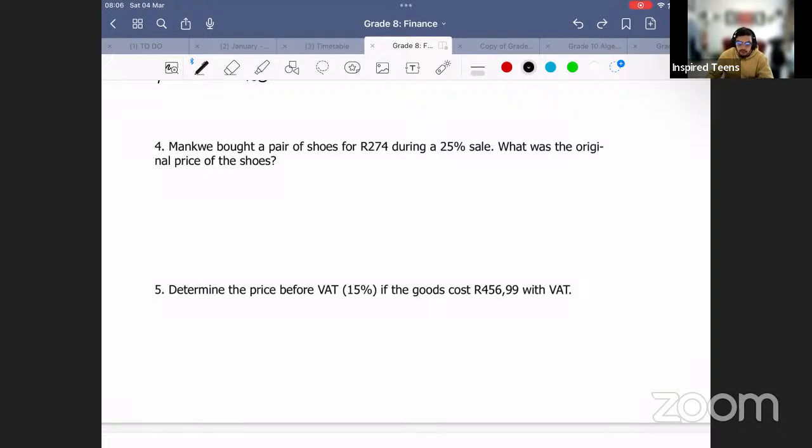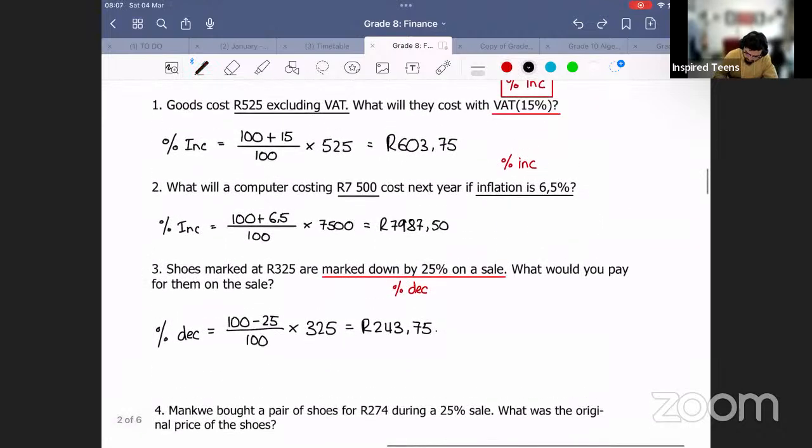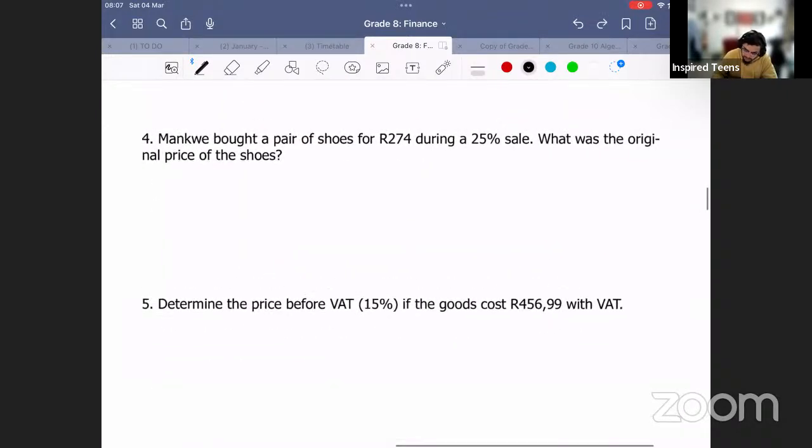Okay, so this question is not like the first few questions. It's not straightforward because they are not asking how much is the increase. Sorry, they're not asking what is the increased value or what is the decreased value. They want to know this. In this case, the decreased value is already given, 274 rand. This is after the discount was given, after the value was decreased in percentage.